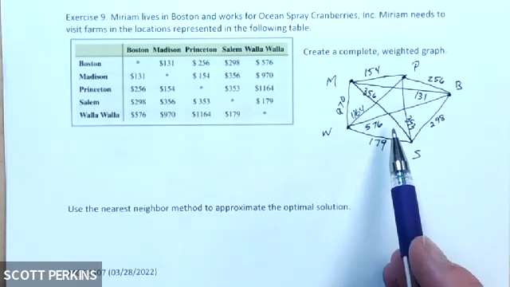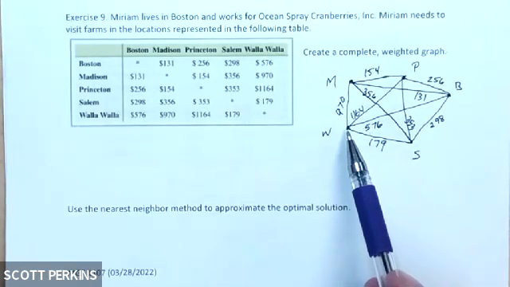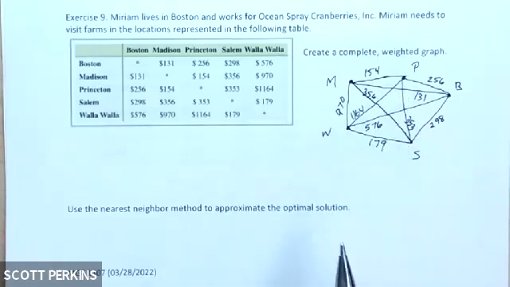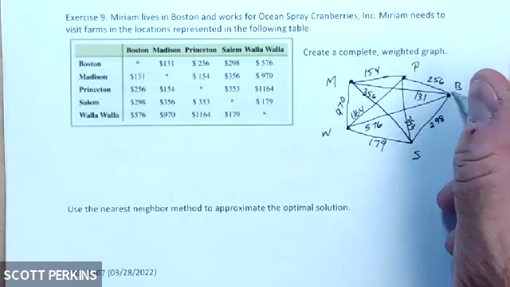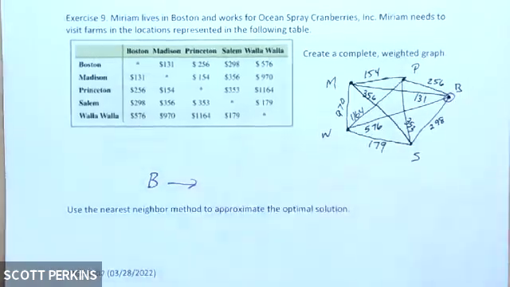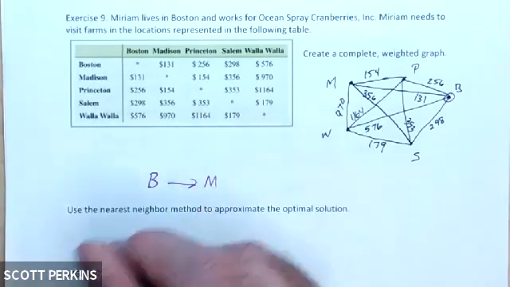There's my complete weighted graph. Remember, complete graph means each vertex connects directly to every other vertex. It's weighted because of all the values. So Miriam is going to start in Boston. And what's her cheapest flight leaving Boston of her choices? Madison. Okay, she's going to go to Madison for 131.